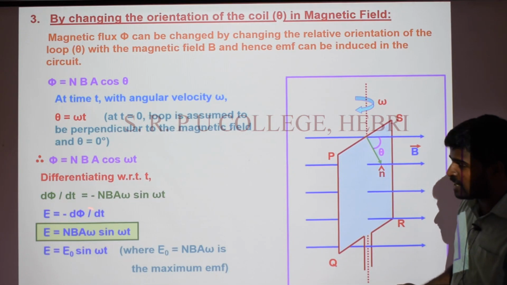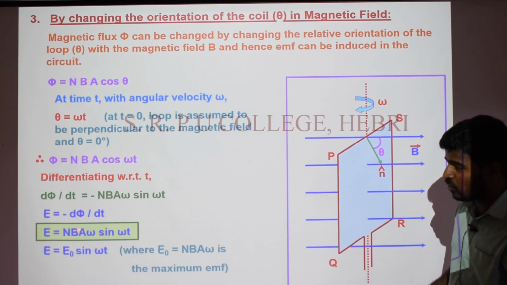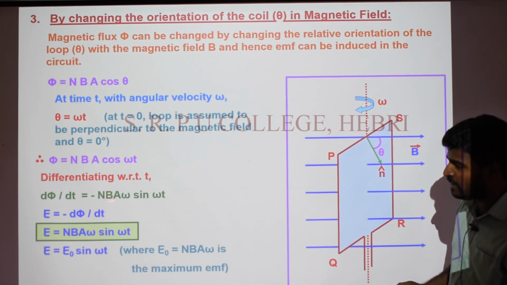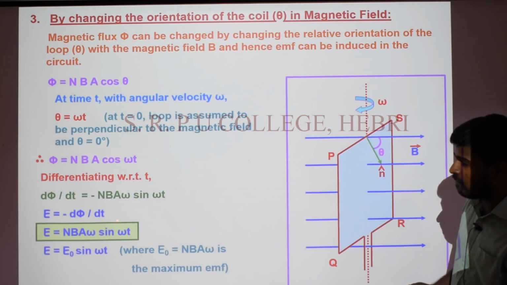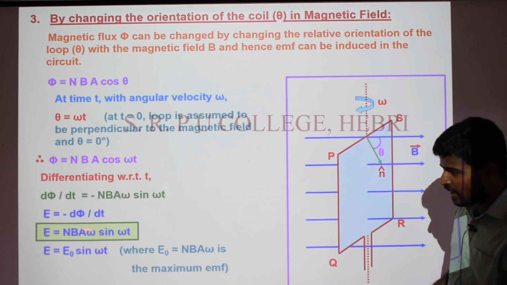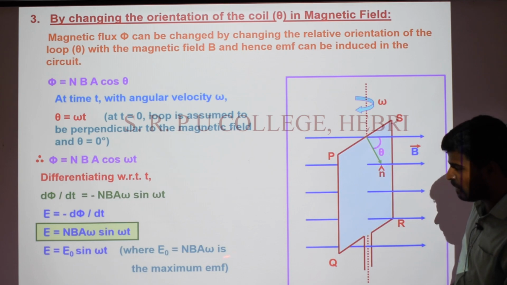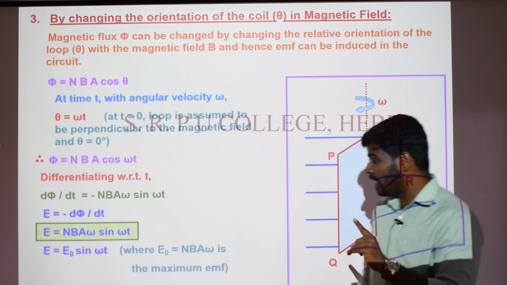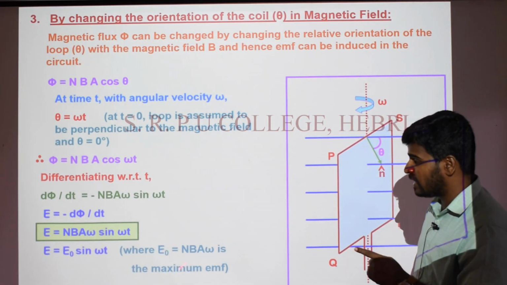Therefore E is equal to minus d phi by dt. What about d phi by dt? It is equal to minus NAB omega sin omega t, that I substituted here. Minus of minus will be plus. Therefore NB A omega sin omega t. While considering this equation we are getting E is equal to E naught sin omega t. In that, see here, NBA omega refers to E naught, where E naught is equal to NBA omega, that indicates the maximum value of the EMF.